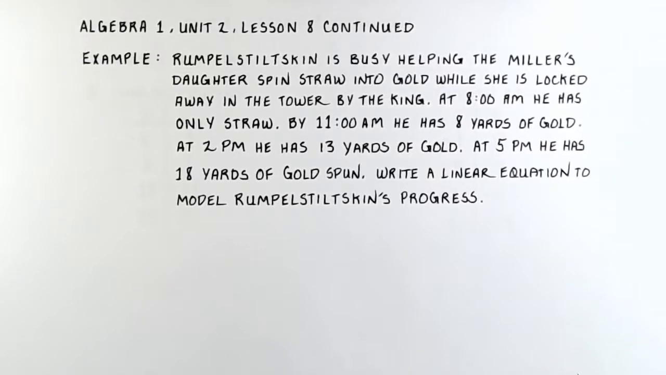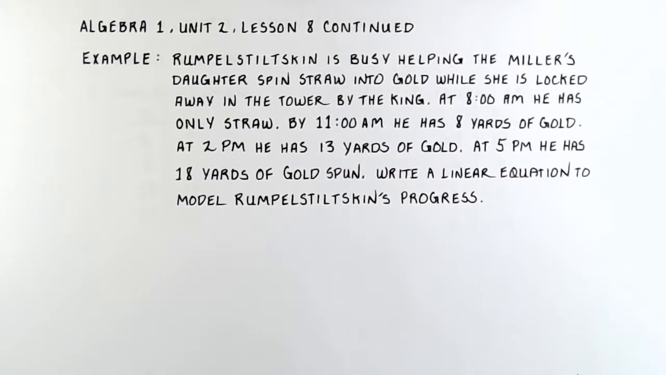So Rumpelstiltskin is busy helping the miller's daughter spin straw into gold while she's locked away in the tower by the king. At 8 a.m., he has only straw. By 11 a.m., he has 8 yards of gold. At 2 p.m., he has 13 yards of gold. At 5 p.m., he has 18 yards of gold spun. Write a linear equation to model Rumpelstiltskin's progress.